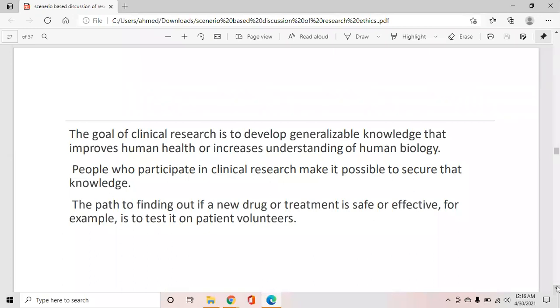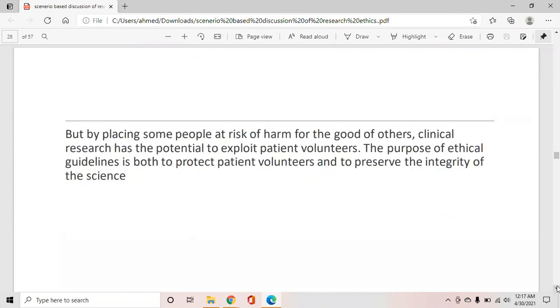The goal of clinical research is to develop generalizable knowledge that improves human health or increases understanding of human biology. People who participate in clinical research make it possible to secure that knowledge. The path to finding out if a new drug or treatment is safe or effective, for example, is to test it on patient volunteers, but this places some people at risk of harm for the good of others. Clinical research has the potential to exploit patient volunteers. The purpose of ethical guidelines is both to protect the patient volunteers and to preserve the integrity of science.